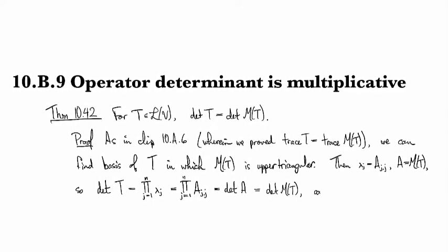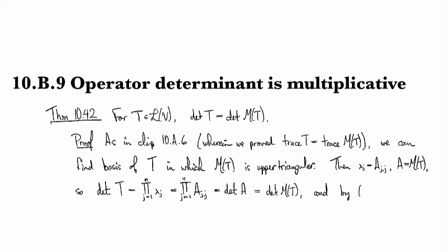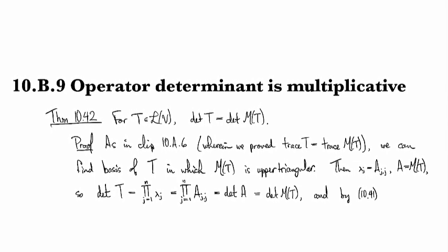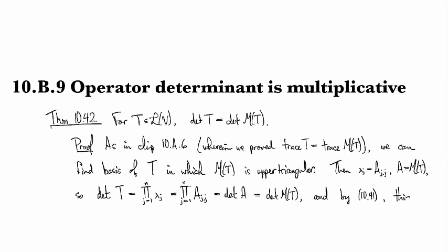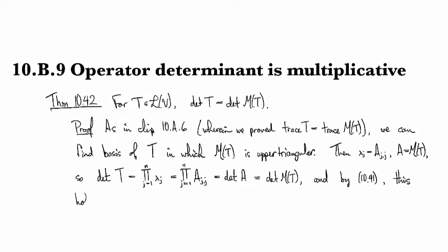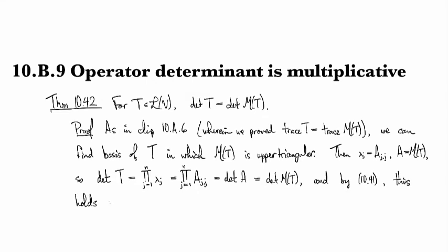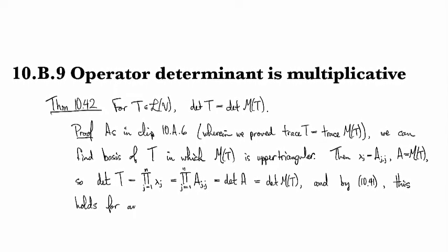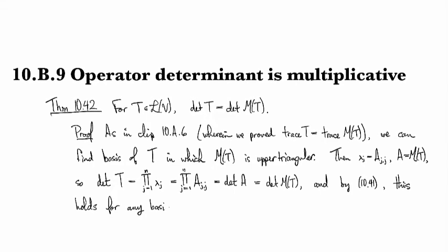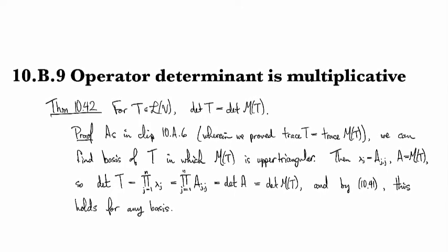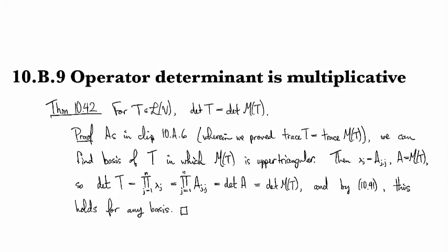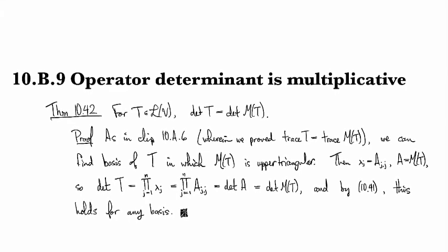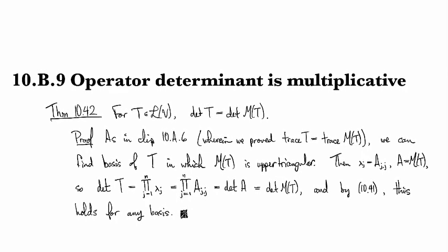Okay, and by 10.41, which we proved in the last clip, this holds for any basis. So 10.41 said it's independent of basis. So this holds for any basis. Okay, so that establishes now that the determinant of an operator and the determinant of its matrix coincide.